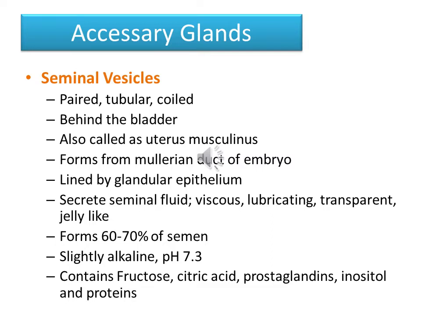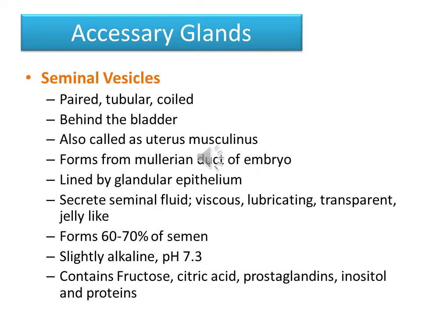Now seminal vesicles are formed from Mullerian duct of embryo. Just now we discussed that Sertoli cells secrete anti-Mullerian factor to prevent formation of oviduct, or to prevent formation of female reproductive structures and to promote development of male reproductive structures. So these seminal vesicles, they form from Mullerian duct of embryo. Seminal vesicles are internally lined by glandular epithelium. Again, important point, just underline it, lined by glandular epithelium.